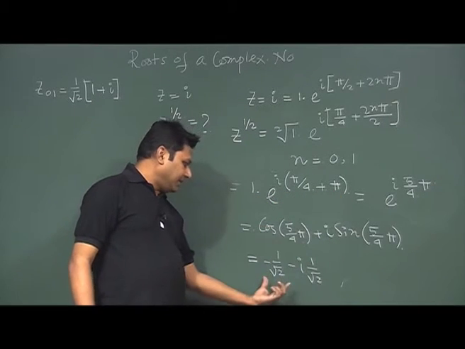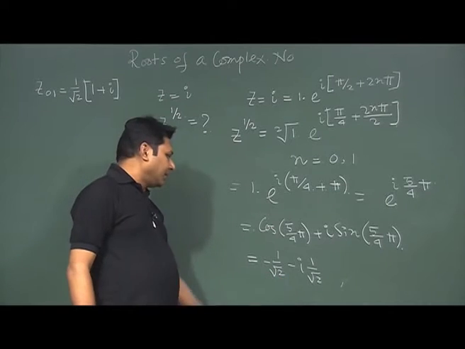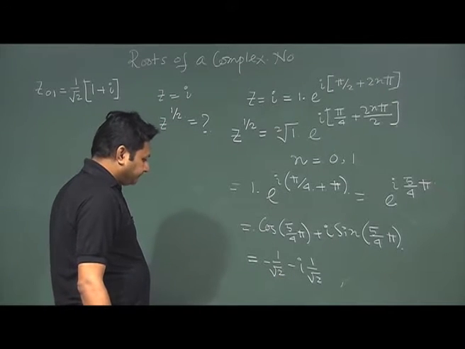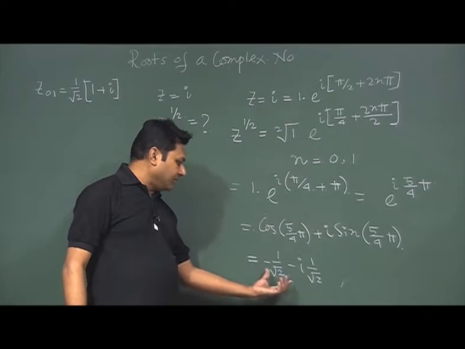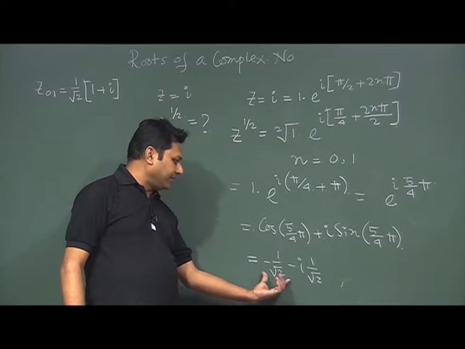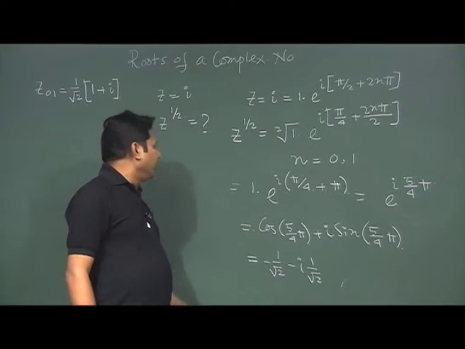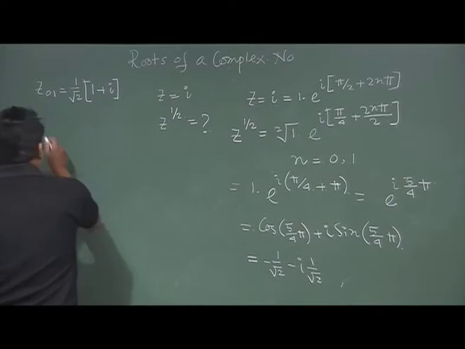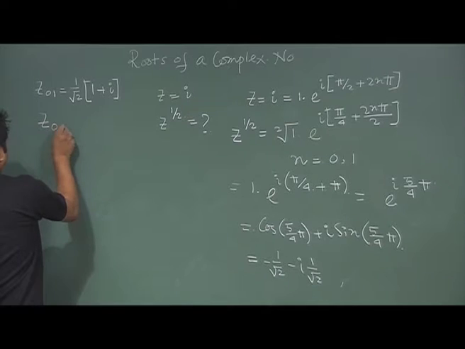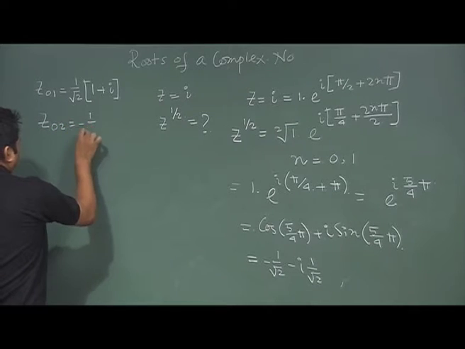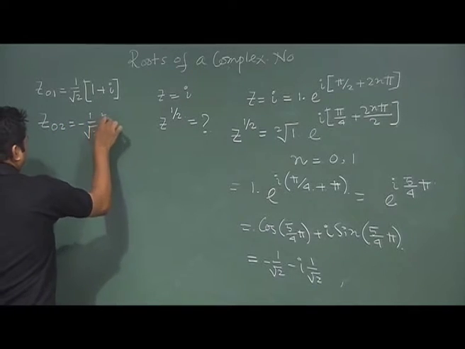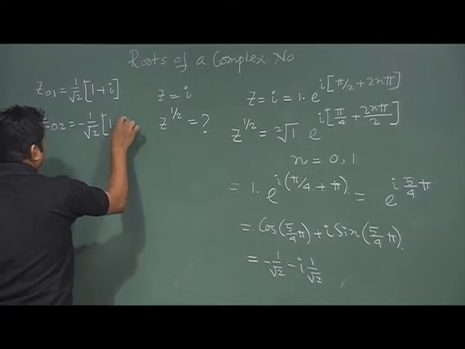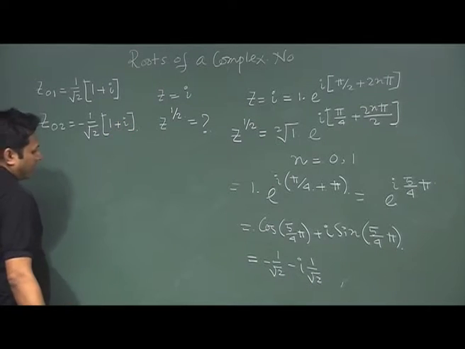So only a negative sign will be appearing here, and if you calculate, if you square that, you will have the same I here. So the second root I am having is minus of 1 by root 2 times 1 plus I.